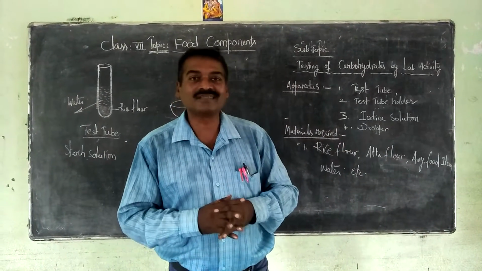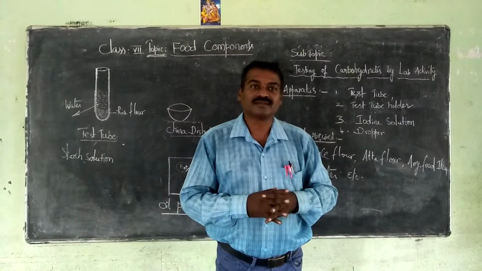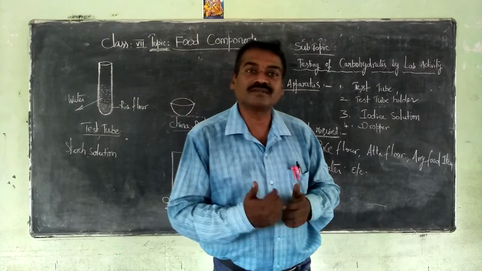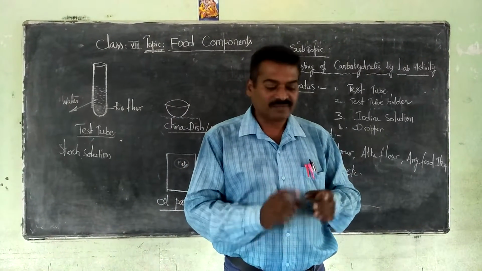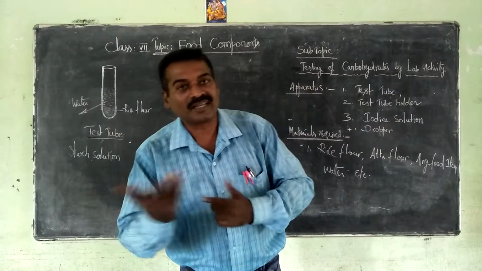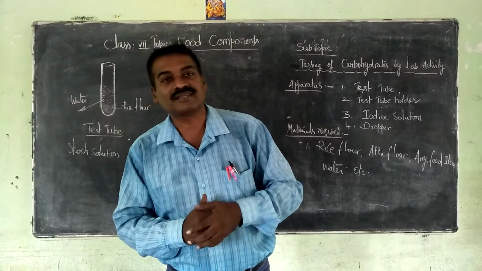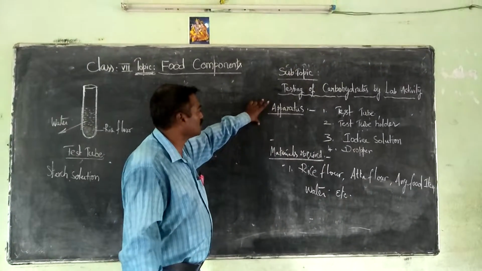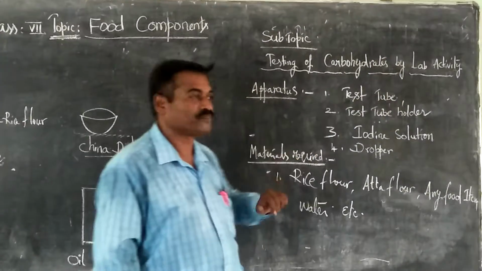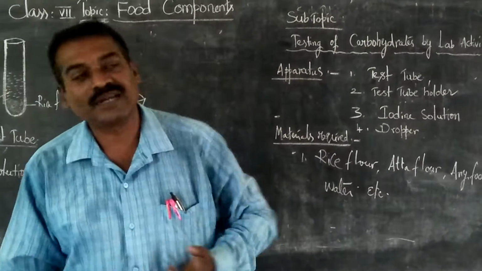Now let us introduce the requirement of the apparatus. Whatever project you perform, first of all, arrange the things properly before doing the activity. So let us come directly to how to do this activity in the laboratory and what the requirements are. Observe here: testing of carbohydrates by lab activity. What apparatus do we require?